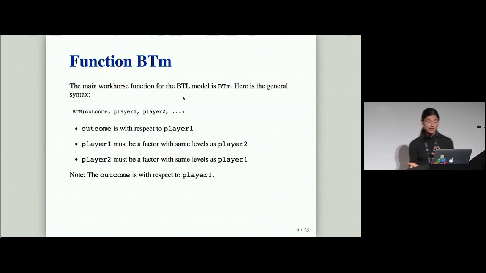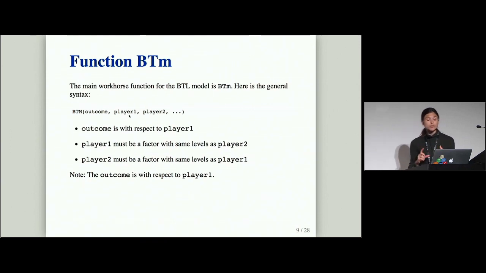To get started with Bradley-Terry modeling in the BradleyTerry2 package, the main function that you're going to work with is the BTM function. This is its basic syntax. It has an outcome vector, which will be the outcome with respect to competitor 1. Even though it's called player 1, player 2, this could equally be a team. It's just the general argument name. So outcomes will refer to player 1.